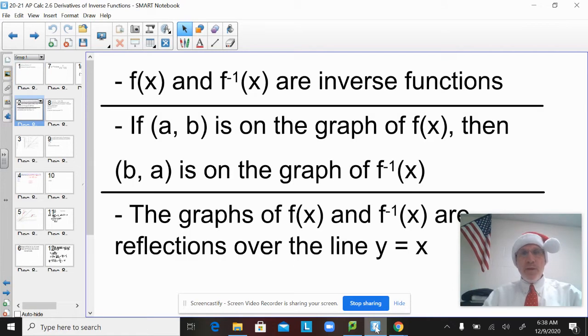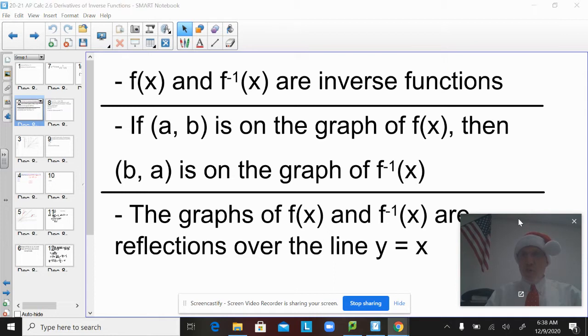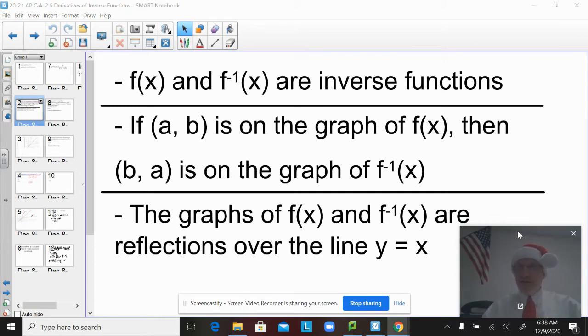So, here we go. Here are some things that I think you should know about inverse functions. The notation f of x and f^-1 of x, you have to recognize that means the inverse. For any ordered pair a, b that's on the graph of the original function, the point b, a is on the graph of the inverse. So if the point 8, 4 is on the regular function, then 4, 8 would be on the inverse. And the graphs of inverses are reflections over the line y equals x.